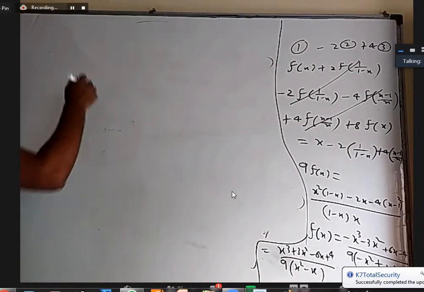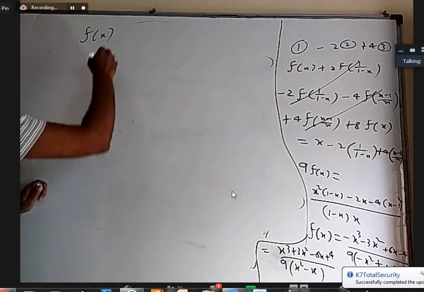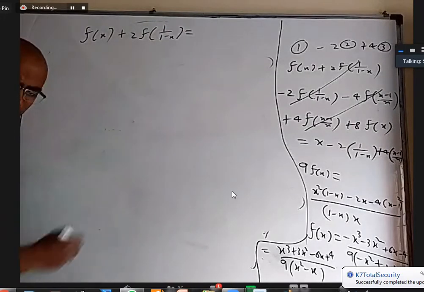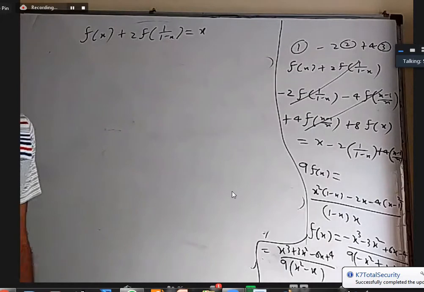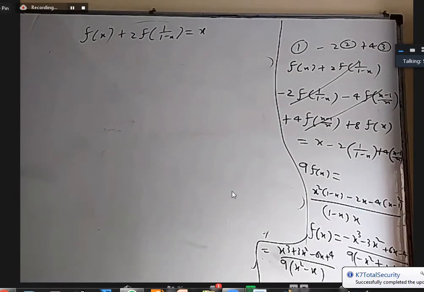I want to try. So our equation is f of x plus 2 f of 1 by 1 minus x equal to x. Option A contains minus 1 and 2, but other options contain minus 2 and 3. Among B, C, D, only one can be correct. So we can try to find some details about it. That will be good enough, I guess.